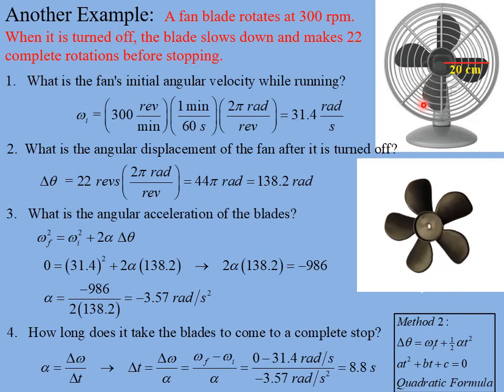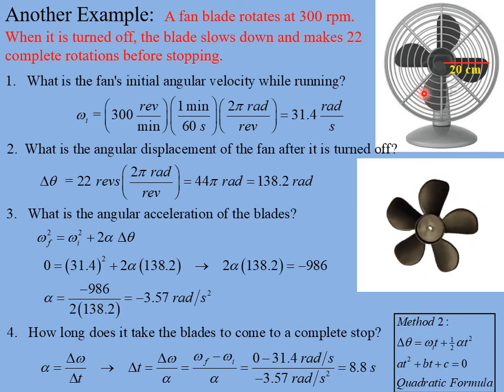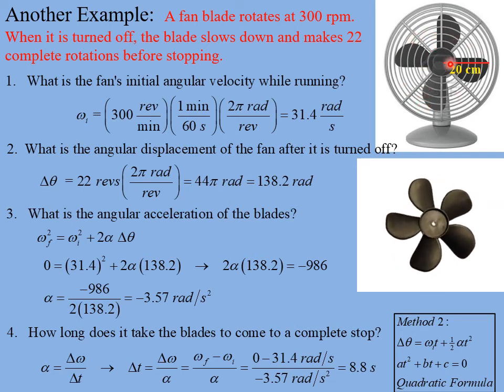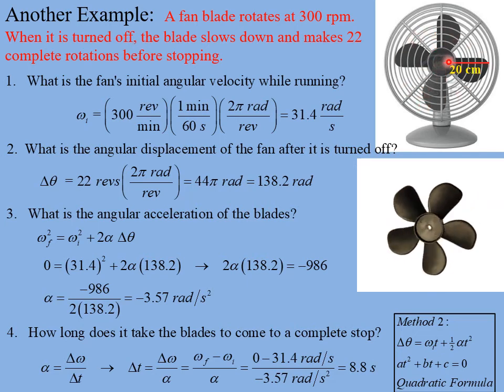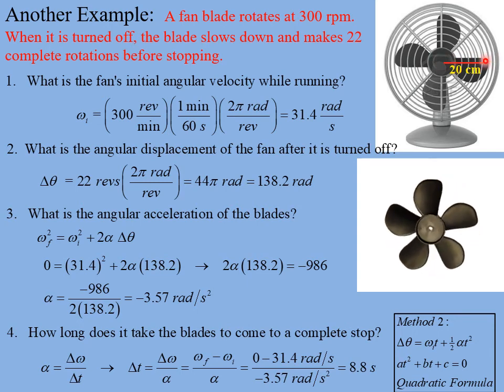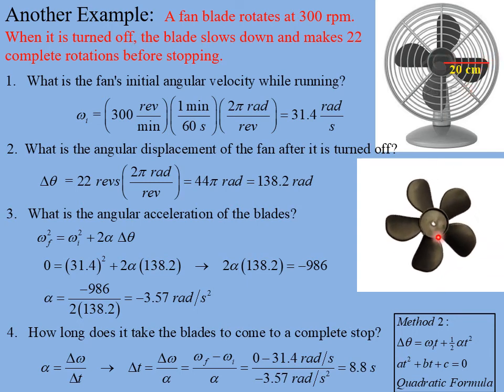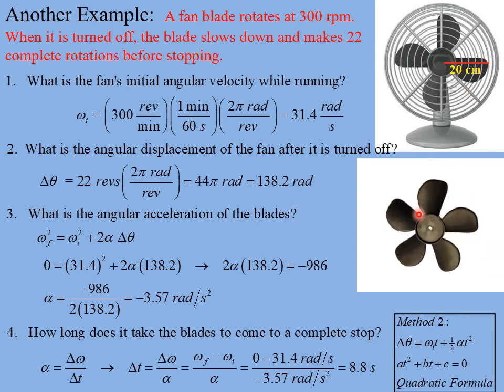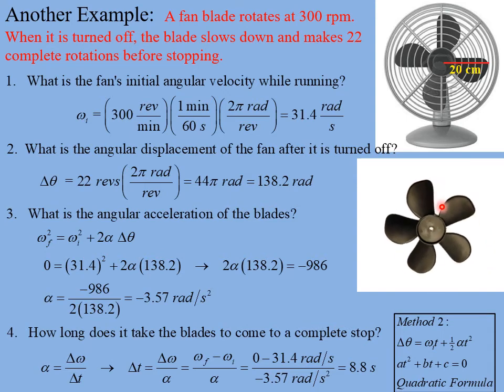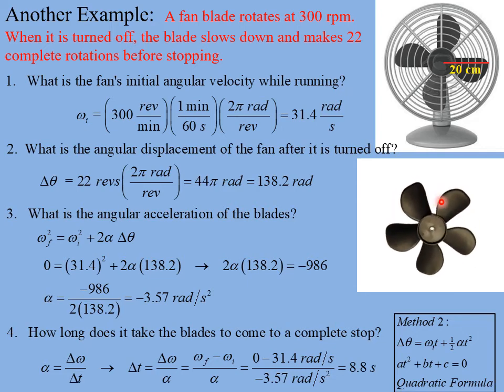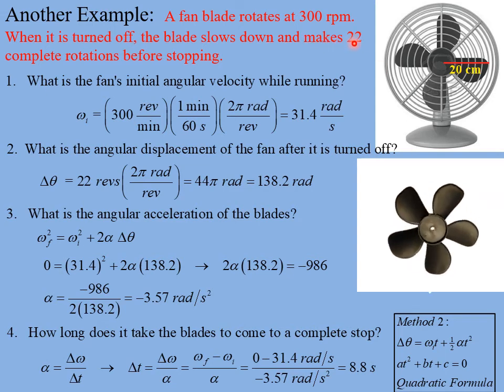So what do we know about this fan? Also, in the diagram here, we're shown that the fan blade has a radius of 20 centimeters. Here's a picture of what's happening. This fan starts out spinning fast at 300 RPMs, and it's slowing down to a stop. We turn off the switch, and its angular momentum just keeps it spinning until it finally comes to rest. And we know that it makes 22 complete rotations.